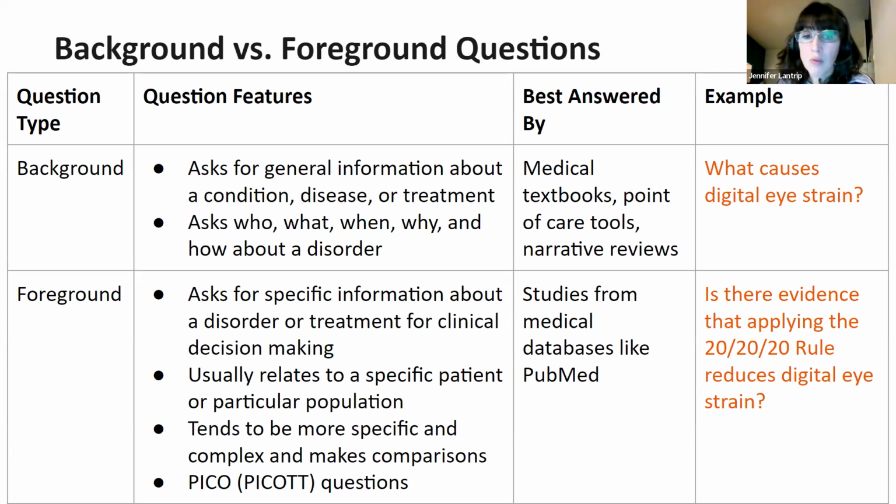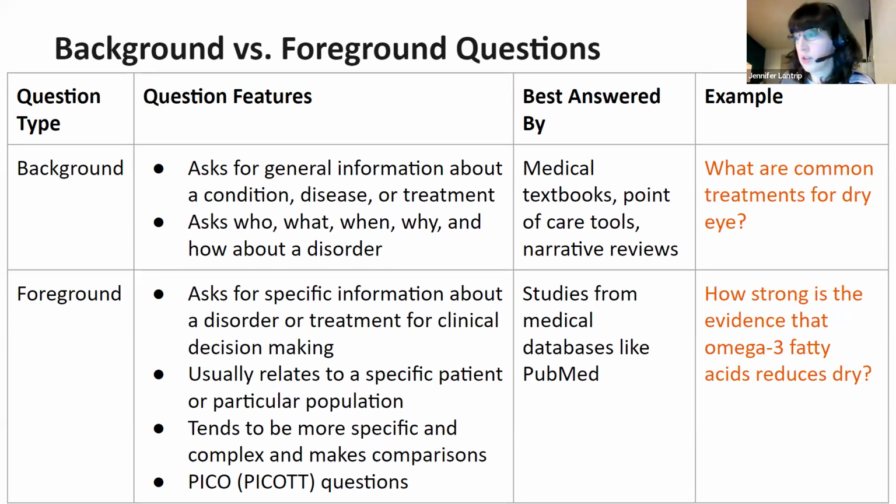strain? Foreground sources are the research studies that you'll use for evidence when answering your clinical questions, such as, is there evidence that applying the 20-20 rule reduces digital eye strain? You would need to look at research studies and databases like PubMed to find the answer to this question.